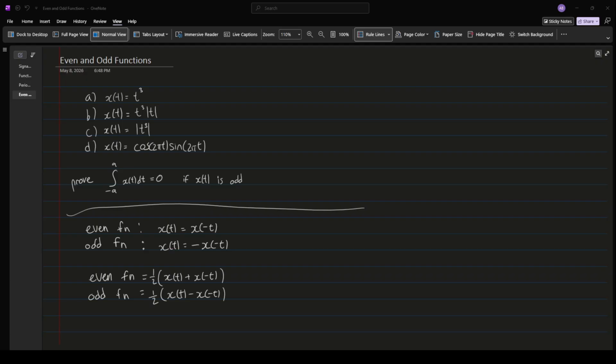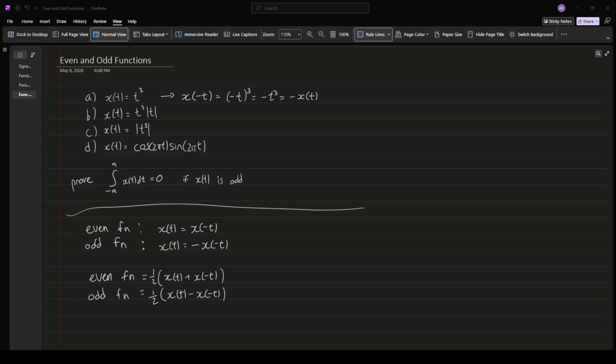Okay, so for part A through D, we have to determine if the function is even or odd. So try to do this by yourself, and then I'm gonna walk you through the solution. For part A, we have x of t equals t cubed. So let's plug in x of negative t, and we get negative t cubed, which is equal to negative t cubed. Now remember that t cubed is x of t, so this is just equal to negative x of t.